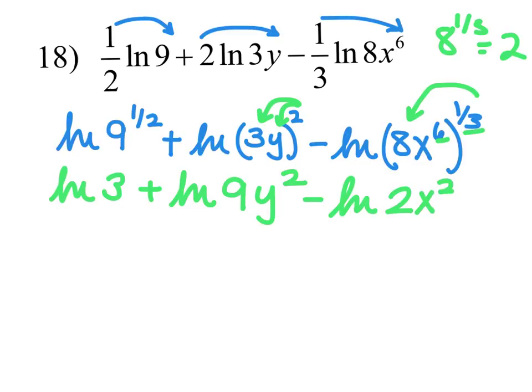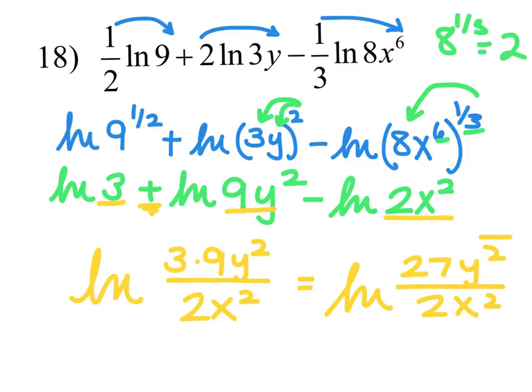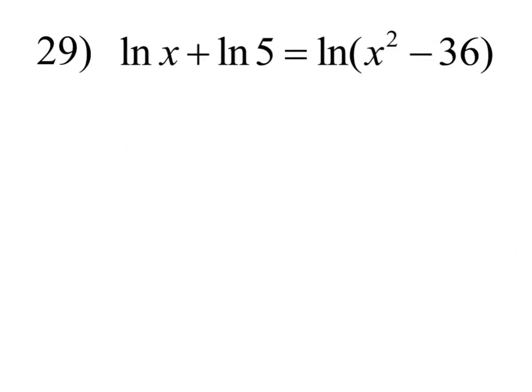Okay, now we just have to condense. So because of this addition sign right here, that means that I'm multiplying. Multiplying means both of these are going to go on the top. So I'm going to have one big natural log. 3 times 9y squared goes on the top, and wherever there's a minus, it goes on the bottom. And that's over 2x squared. One more time to simplify. Natural log of 3 times 9 is 27, y squared all over 2x squared. That's the answer. All right, let's go on.